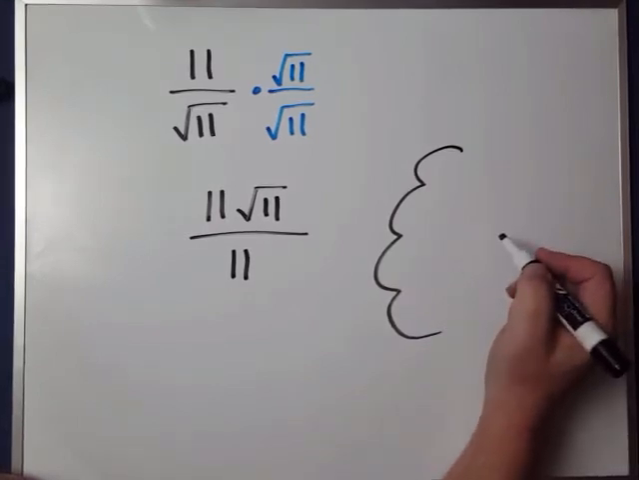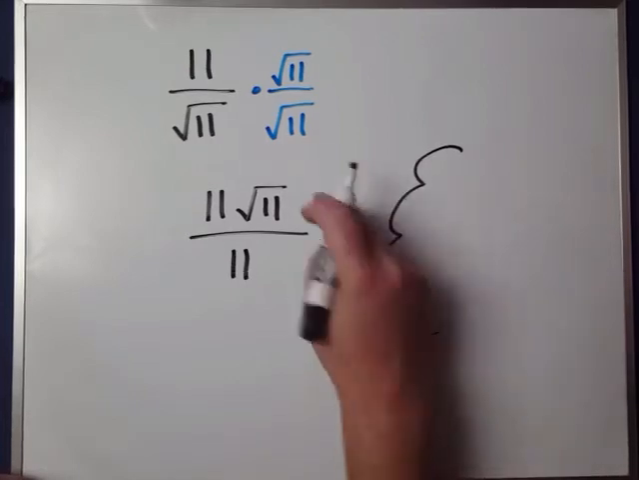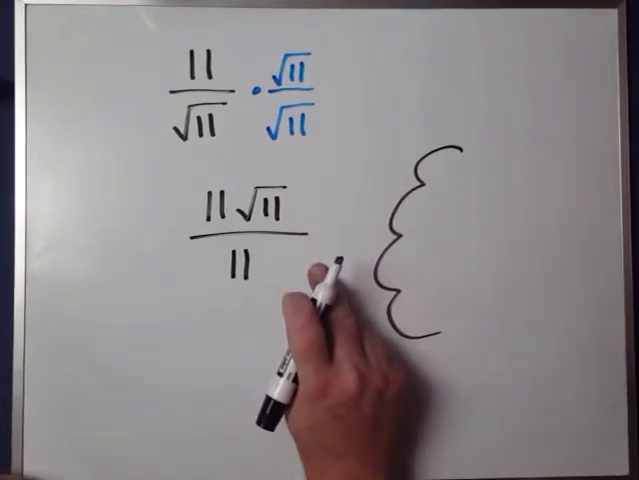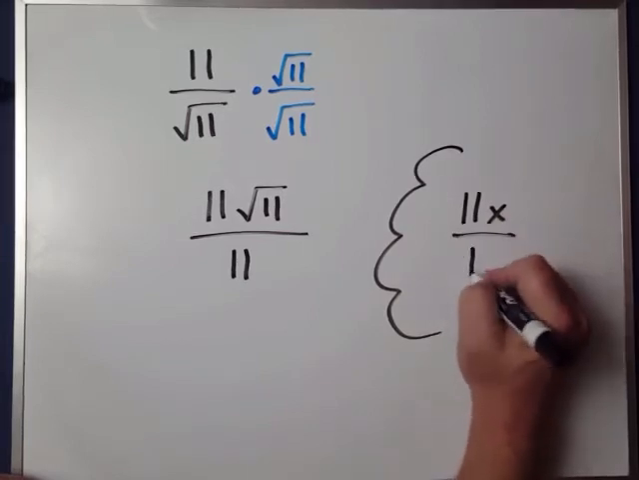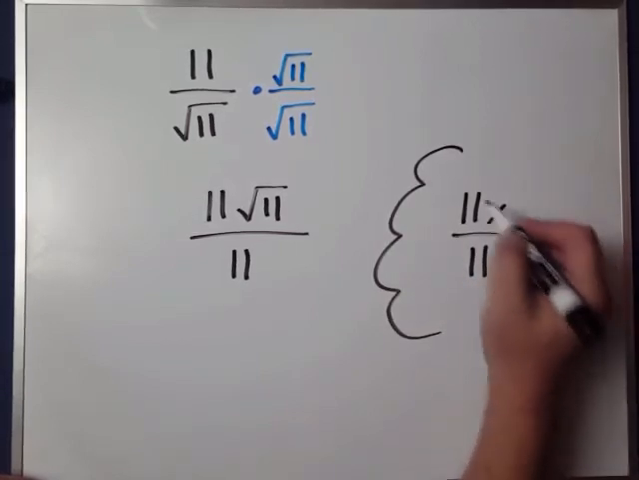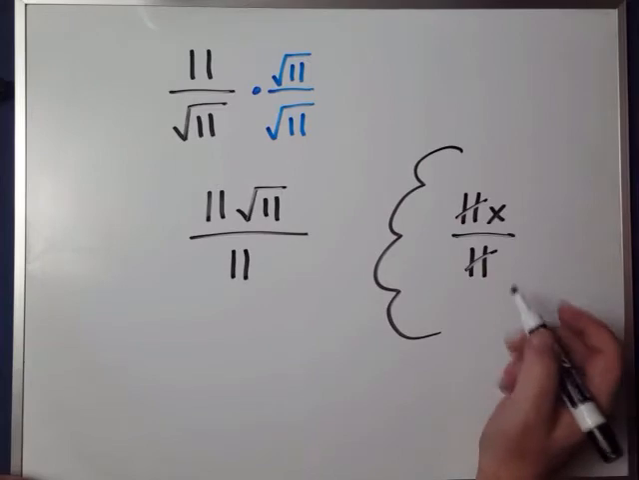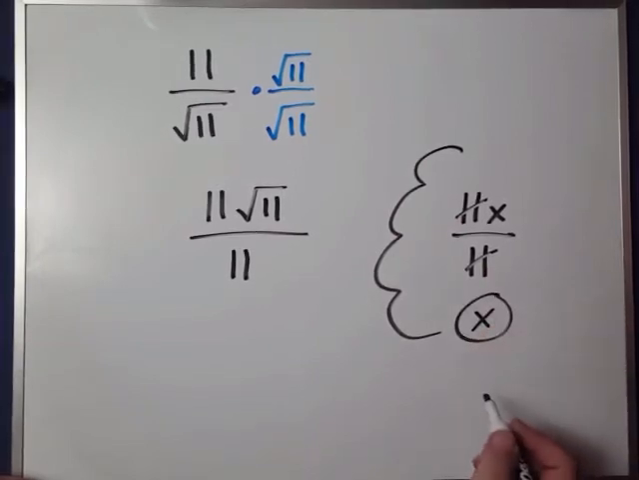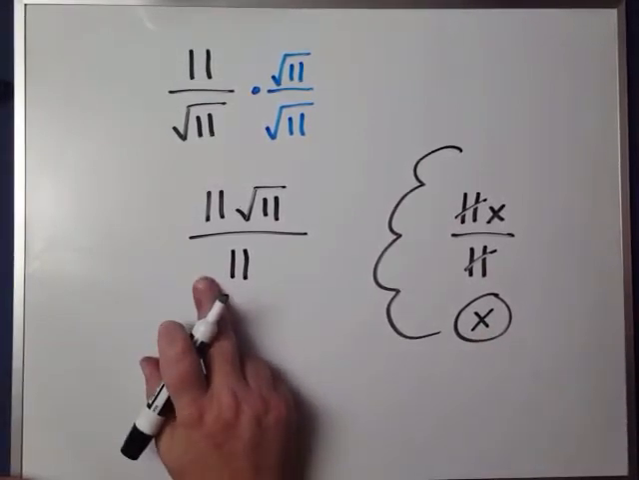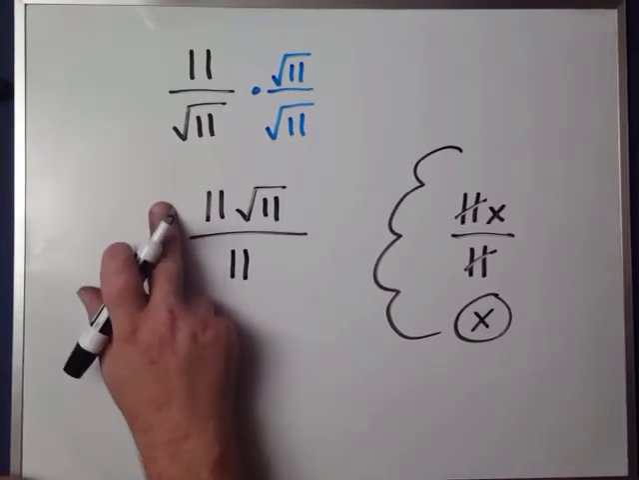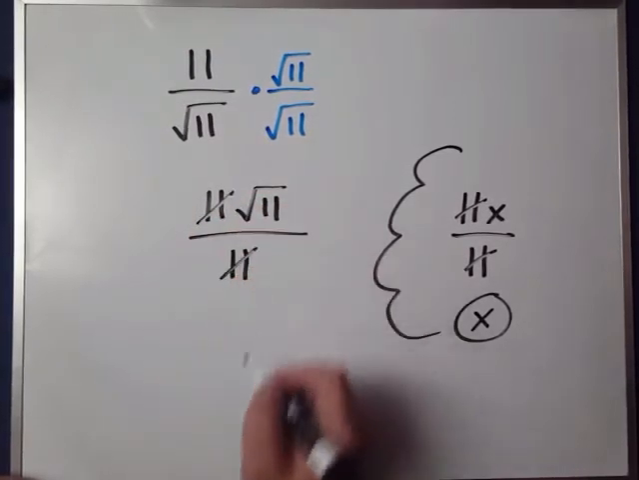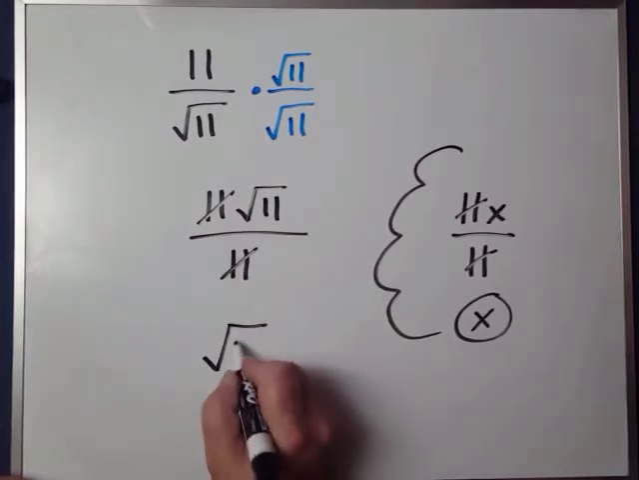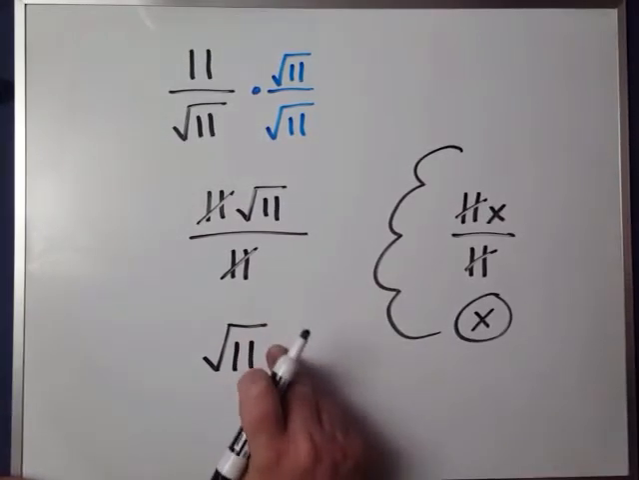Now think back to chapter 6, where we're simplifying rational expressions. If you had 11x over 11, what would you do? You'd cancel the 11s, and your answer here would just be x. Well, that's exactly how this behaves. I have a factor of 11 in the top, a factor of 11 in the bottom, and they will cancel to leave just the square root of 11.